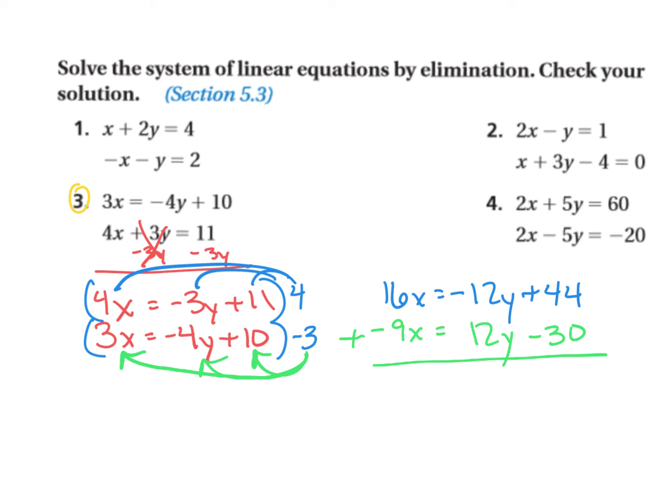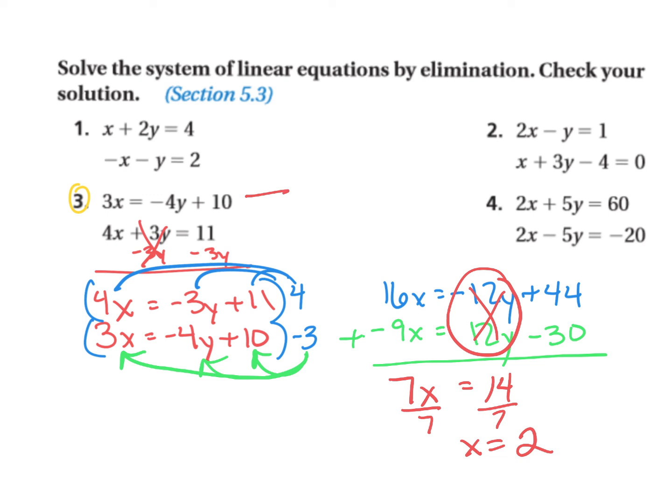So 16x minus 9x gives me 7x. And our negative 12y plus 12y cancels out. So then we do our 44 minus 30, and that's going to give us 14. Divide both sides by 7, x equals 2. So now we can plug that back in. I'm going to use my first equation here.